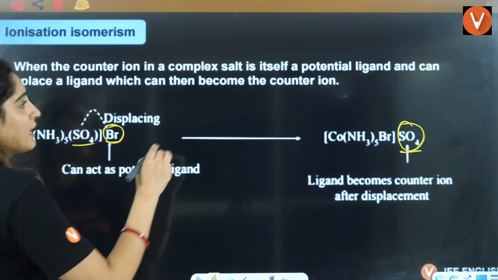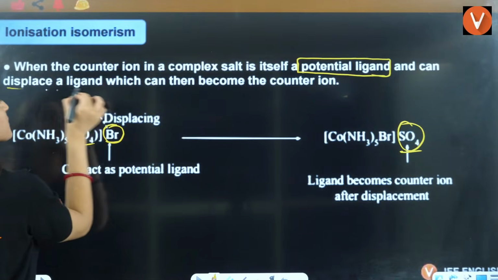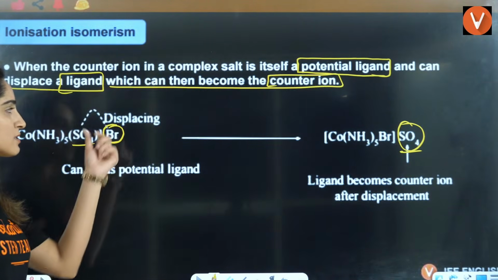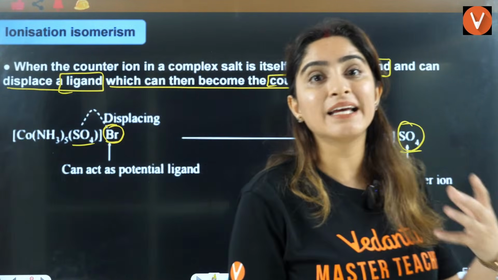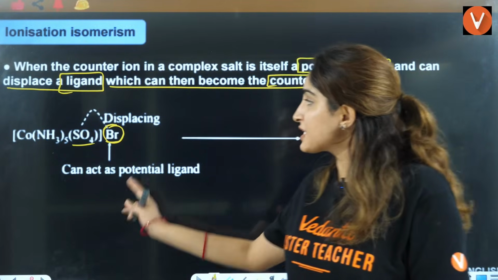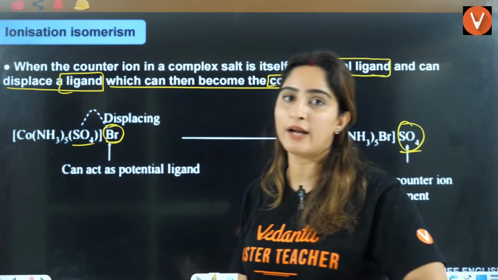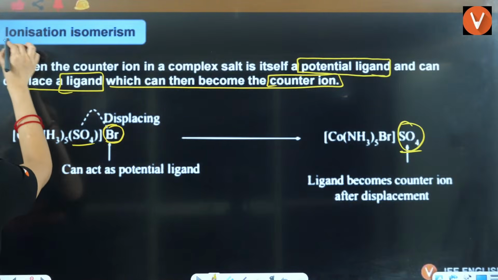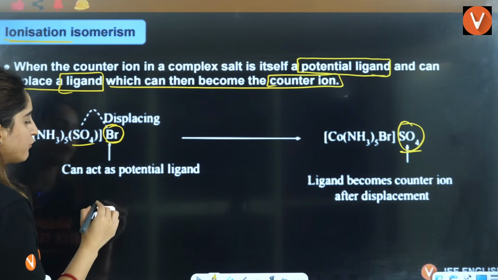So it's a potential ligand and can displace a ligand, which can then become a counter ion. That means this is shown only by those ligands which can also behave as counter ions. So that's why there is replacement of ligand and counter ion in the two isomers. That is called an ionization isomer. Why? Because here the ions will be different.